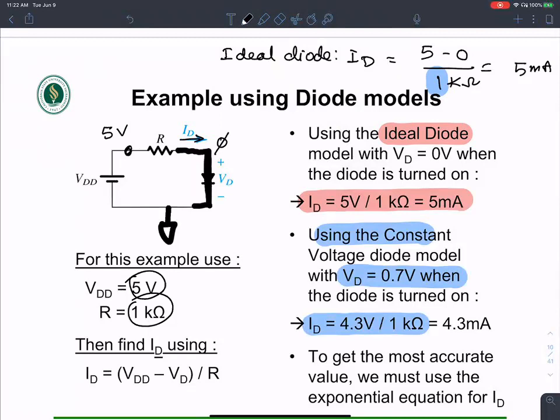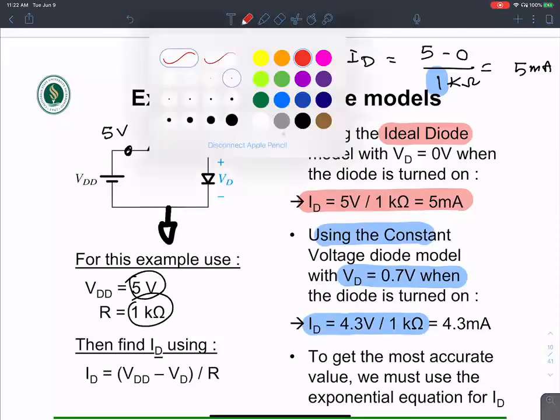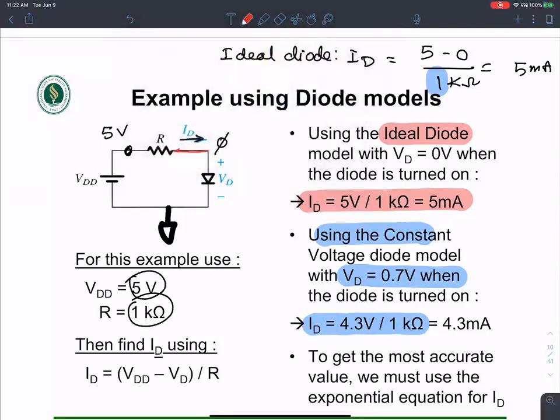Now see, look what I'm going to do for not the ideal diode model, but the constant voltage drop model. For the constant voltage drop model, I'm not going to replace this diode with a short. Rather, I'm going to replace it with a voltage source of 0.7 volts. Okay, this diode now is replaced with 0.7 volts.